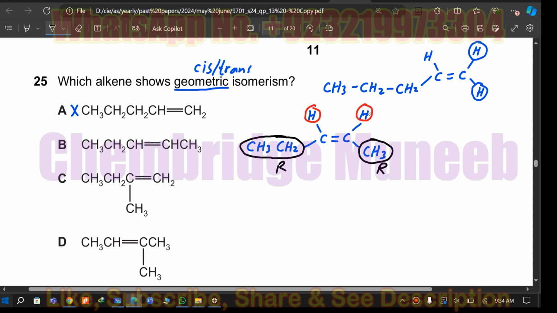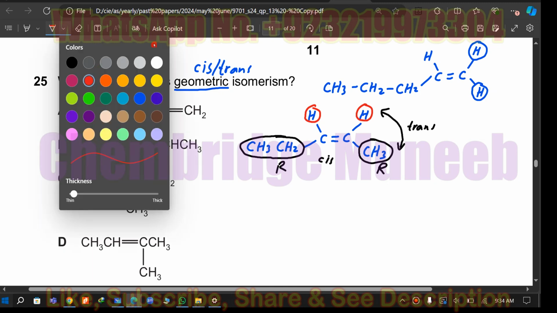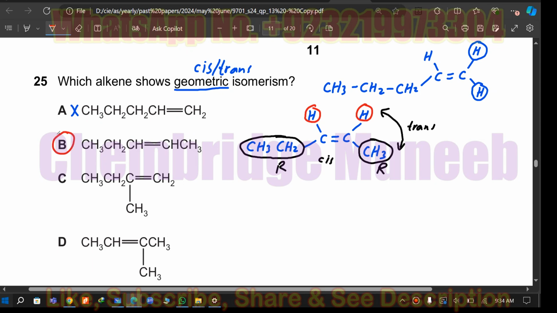So we can see that these can give us cis-trans isomerism, because these groups can interchange their positions to give cis. These are cis, and if their positions are changed, they will give us trans. So that's why the correct option becomes B. So we do not need to find the structures of C and D.